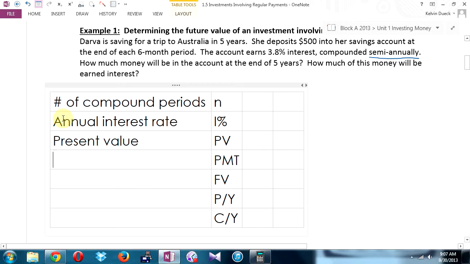What do you think PMT stands for? Take a guess. No one, really. This is the only one that I glanced at and I went, I know what that means. How much you're paying off at a time, or how much you're investing at a time. The payment.